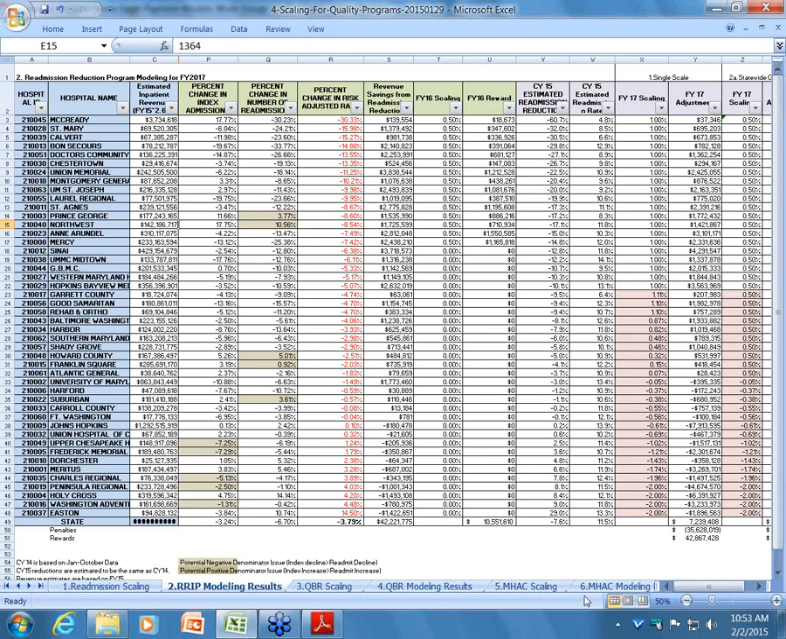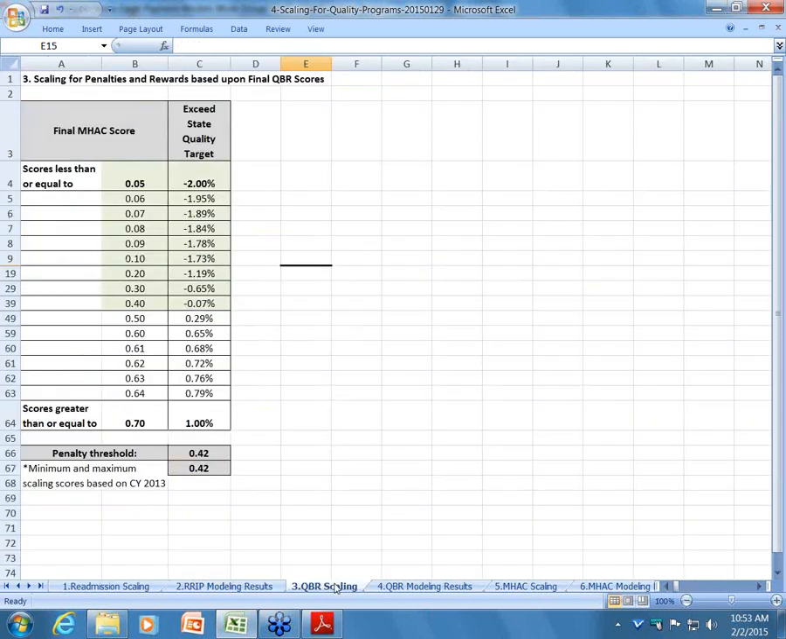So the third one is the MHAC QBR scaling. This one came about after we approved the QBR adjustment. You may recall in September, Commission voted for the domain weights for the QBR program. And what we are trying to do is to convert the QBR scaling similar to the MHAC one. So I'm looking at the three, scaling for penalties and rewards based on final QBR scores. So, and then you see a final MHAC score. I would do that as QBR.